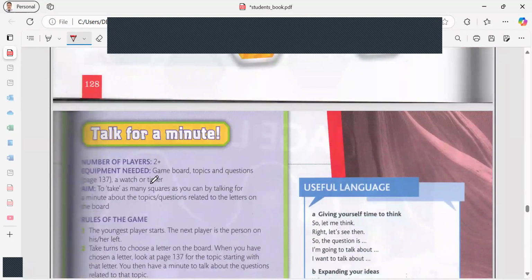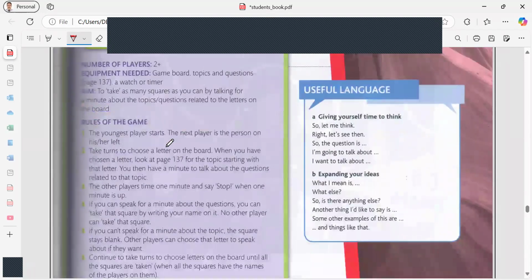Here are the instructions. I give you 1 minute. Please read the instructions before starting playing. So again, Jude, this game is to improve your speaking. Once you read the instructions and you know how to play, we should go to page 137, right?